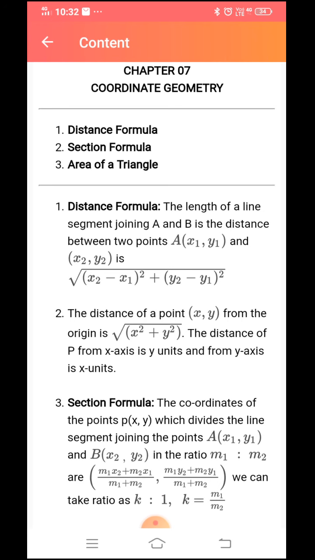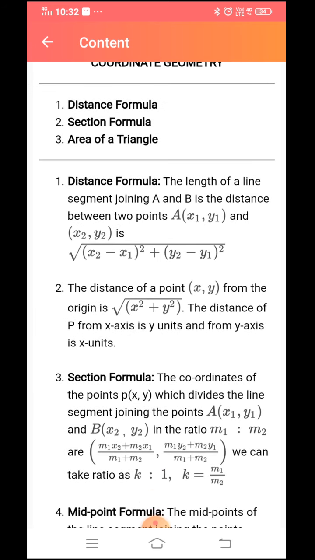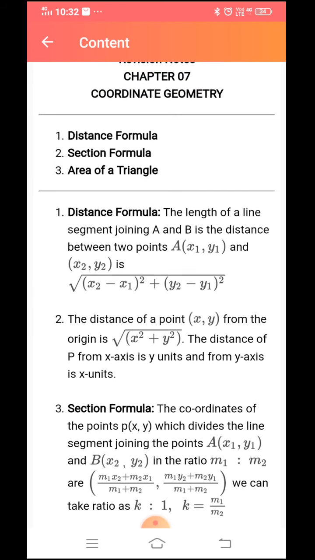Let me explain first. In 9th standard coordinate geometry, you have studied about the Cartesian plane, the introduction of the Cartesian plane. What is meant by Cartesian plane? Then how to plot the points in the Cartesian plane. You have learned this.